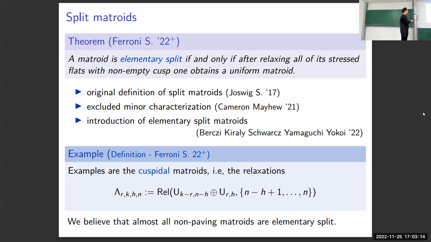The original definition goes back to my own PhD thesis, but then there are also excluded minor characterizations of combinatorial classical notation for describing a class of matroids, and then in particular these elementary split matroids. They came out in recent works where they prove a lot of combinatorial properties for them. By now, I think these two authors have at least 4 papers on these classes of matroids.